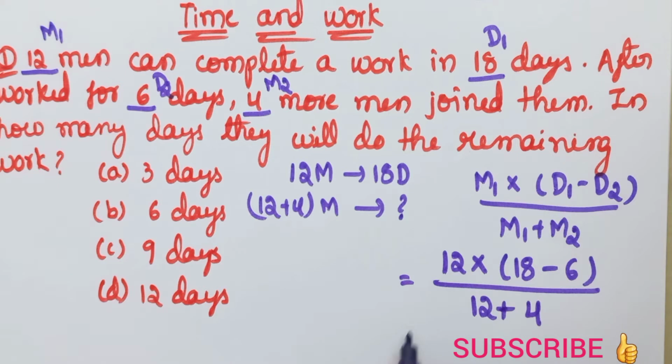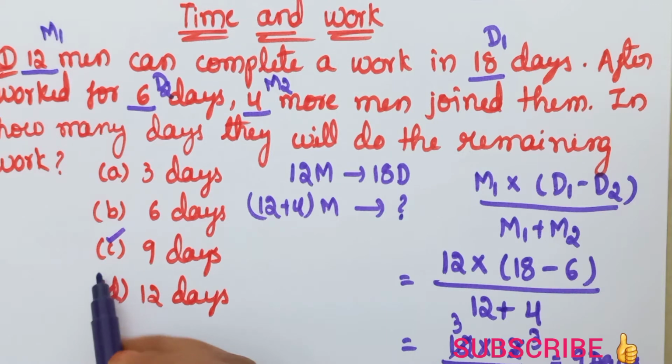If we simplify this, we will get the answer as 12 into 12 by 16. So 4 3s are 12, 4 4s are 16, so 3 3s are 9. So in 9 days, the 16 men can complete the work. So let's click the C option, that is 9 days.